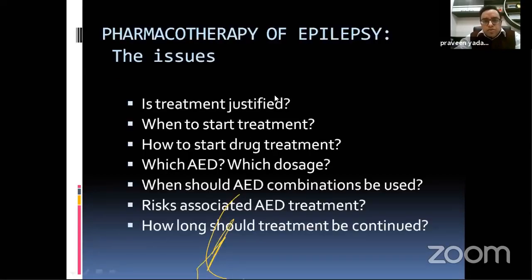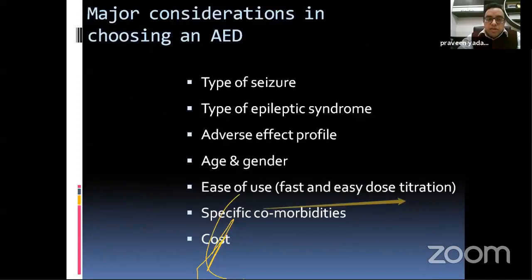So what are the issues? Is the treatment justified? When to start treatment? How to start treatment? Which anti-epileptic drug should we take? What should be the dose of the drug? When should a combination of anti-epileptic medications be used? What are the risks associated with the AEDs? And how long should we continue the treatment? So these are the questions which come into our mind when we start the treatment.